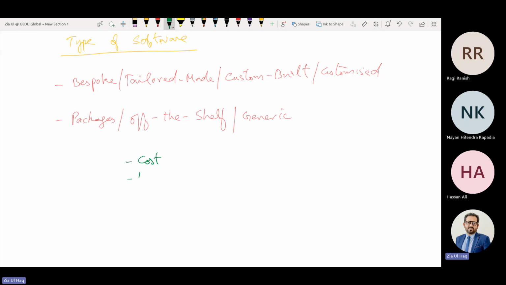There could be some implementation time. Like generic, we can immediately buy from the market, install, and use from today. But bespoke, we need to ask the software house. They will take time to develop the software in a programming language, so we will not be able to implement quickly.